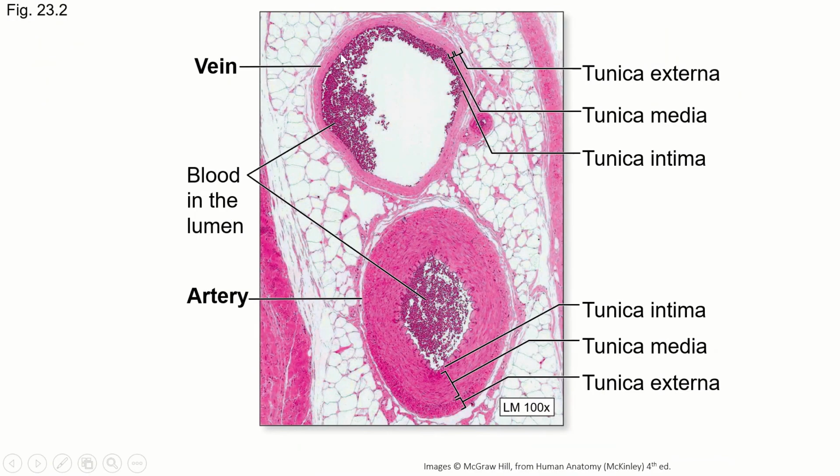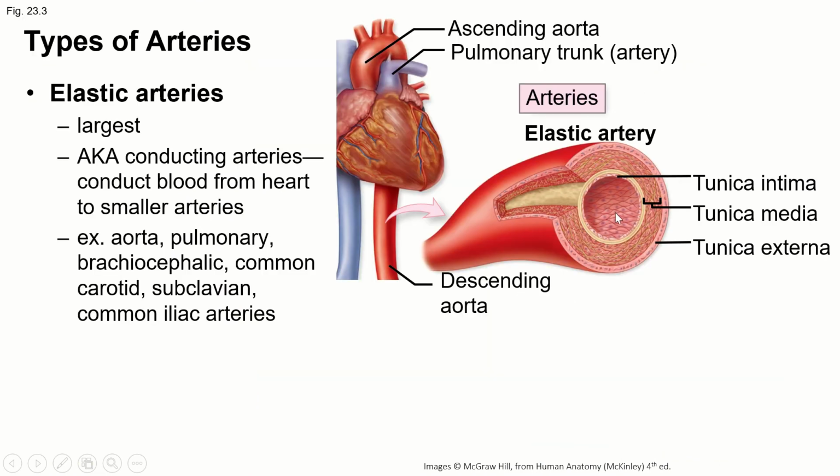And again, blood cells, red blood cells trapped within those. Okay, there are three categories of arteries. The largest are called elastic arteries. They have the most elastic fibers in them. These are also called conducting arteries because they conduct blood away from the heart towards smaller arteries.